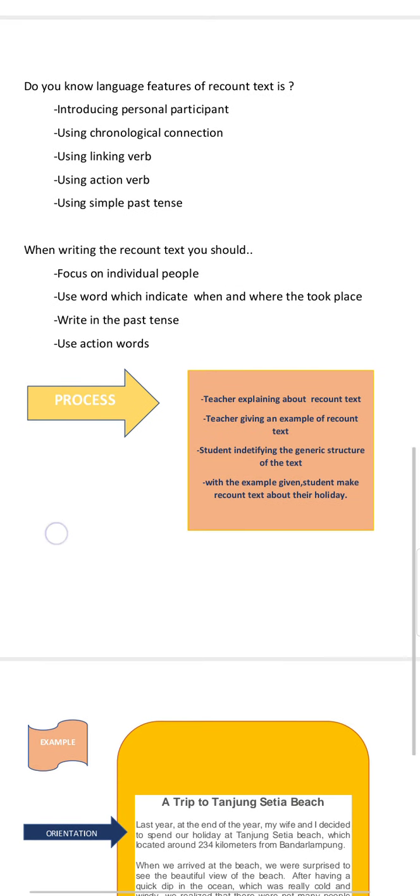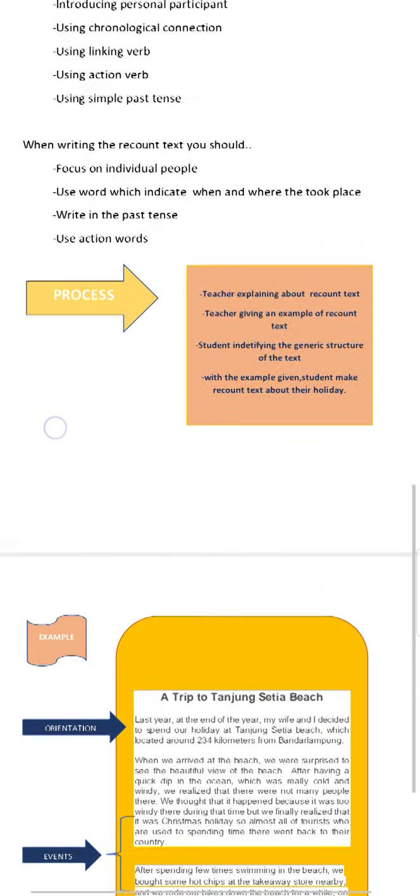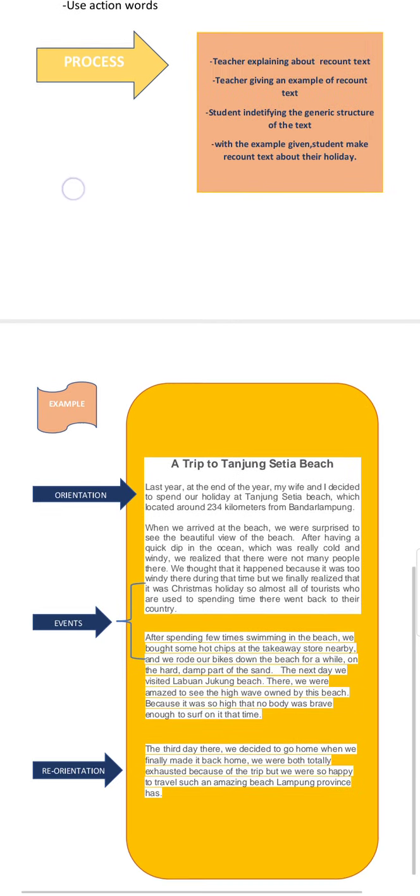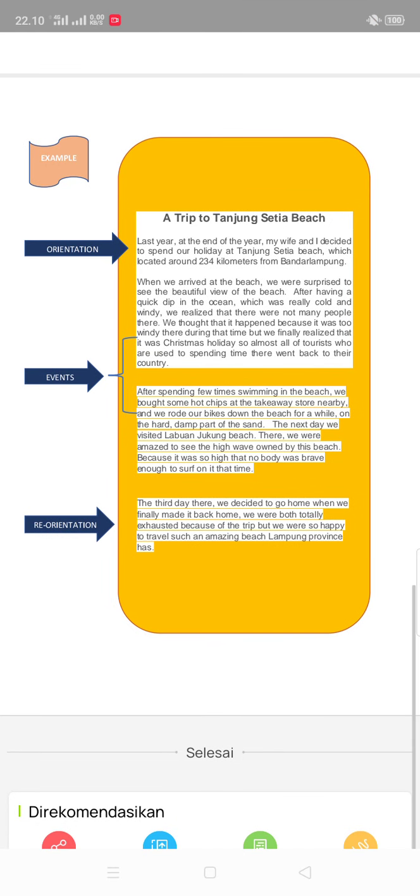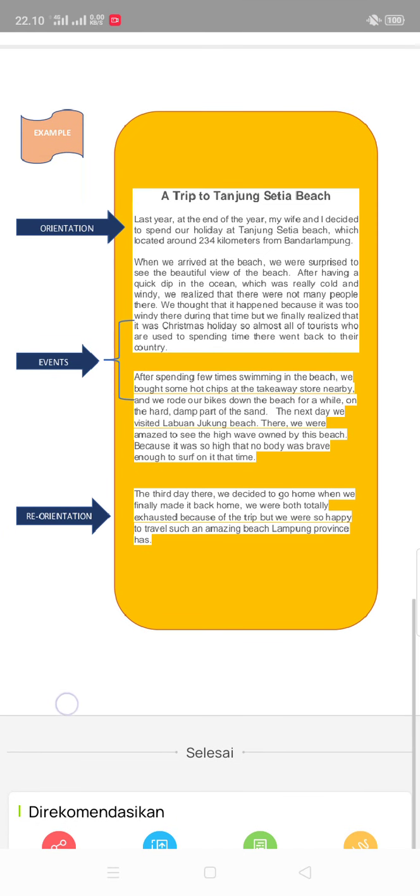So I will give you an example of recount text about holiday. A trip to Tanjung Setia Beach. Last year, at the end of the year, my wife and I decided to spend our holiday at Tanjung Setia Beach, which is located around 234 kilometers from Bandar Lampung. So, the first paragraph is orientation.